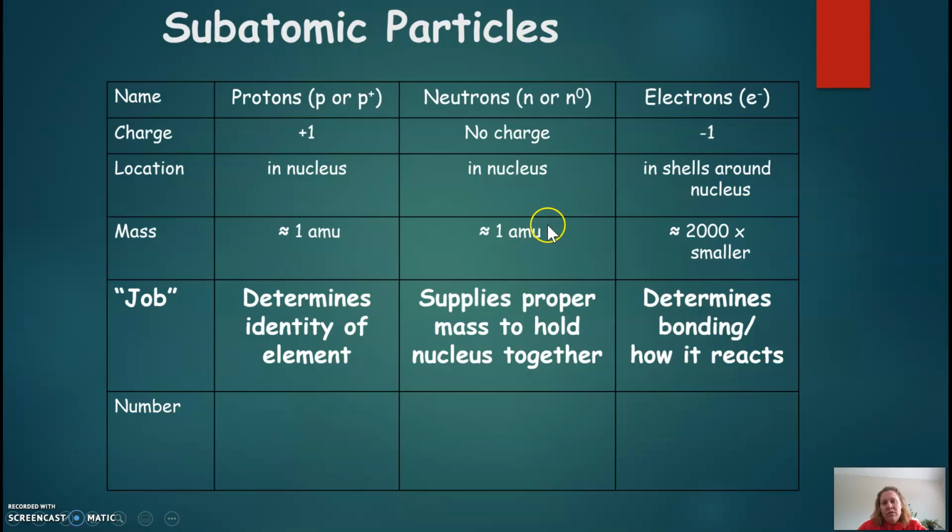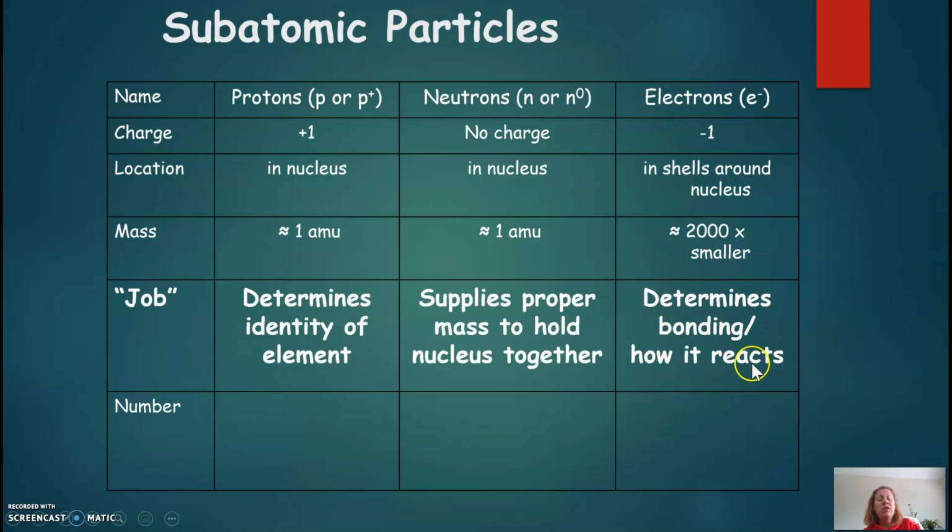Here's the most important part. The protons determine the identity of an element. Neutrons help hold the nucleus together. And the electrons determine bonding. They determine how things react.